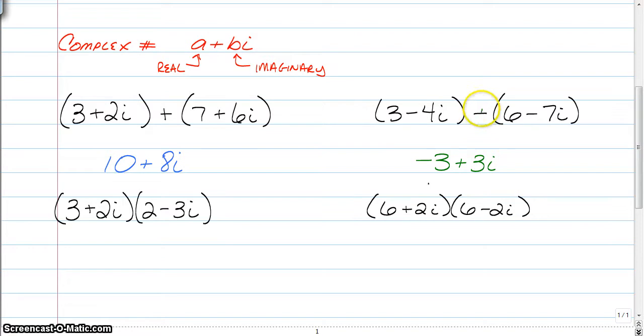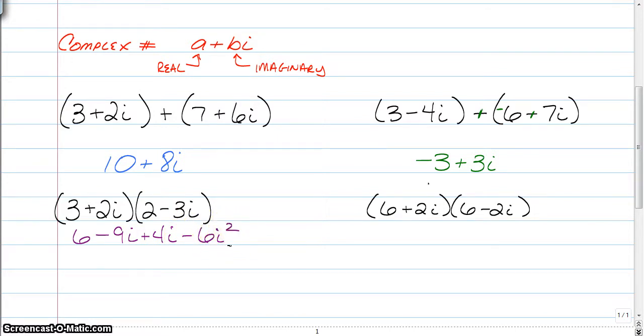Remember, when you're subtracting, you might want to change it to a plus, make that negative, and make that plus. So 3 minus 6 was a negative 3, and a negative 4 plus 7 is a positive 3i. Okay? When it comes to multiplying, you multiply just like you would FOIL anything else. But there's a little trick. So 3 times 2 is 6. 3 times a negative 3i is a negative 9i. 2i times 2 is a 4i. And a 2i times a negative 3i is a negative 6i squared.